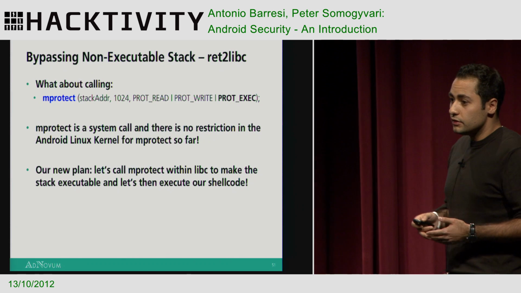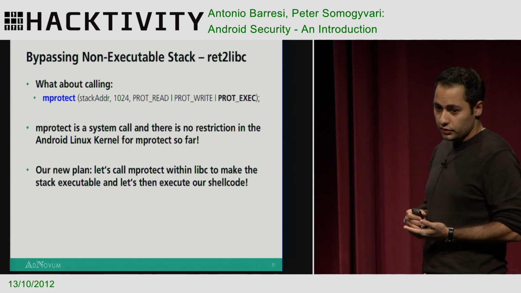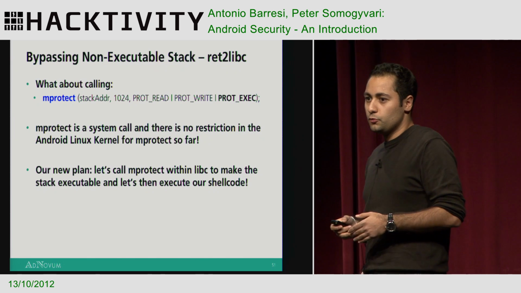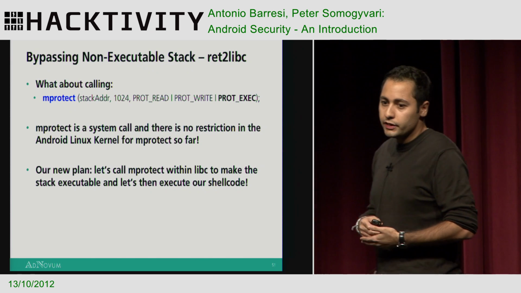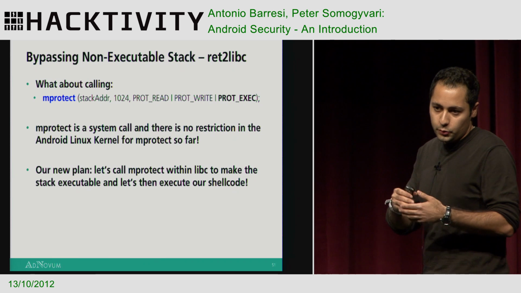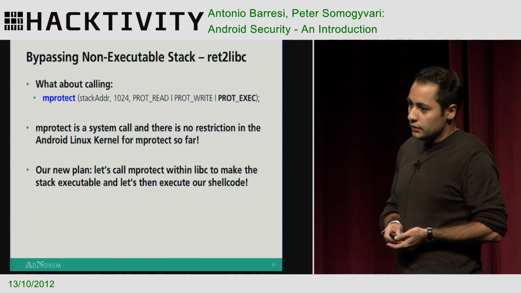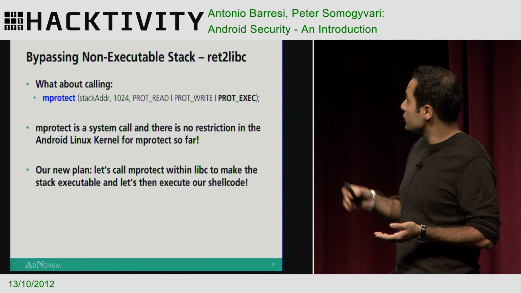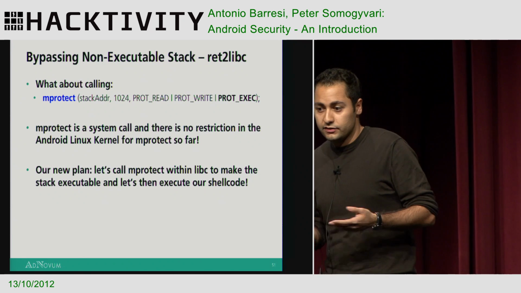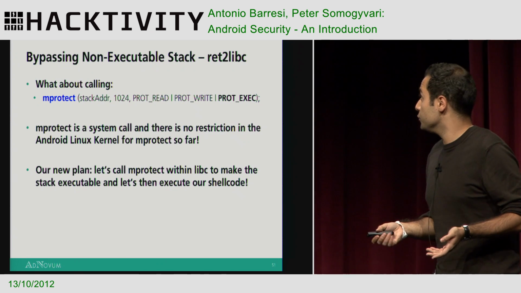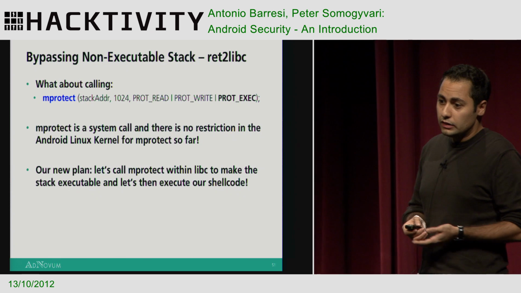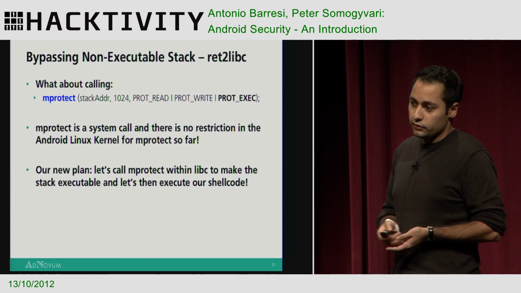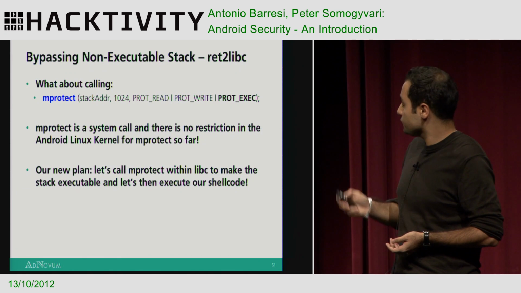So the idea is to use some libc function, and more specifically, we're going to use mprotect. mprotect is a system call, and you can change the privileges or the permissions of the memory mappings. So if you have a memory area that is just read-writable, you can call mprotect and tell it, please make it executable. That's what we are going to do. And it works because it's a Linux kernel and there is no restriction in Android on the mprotect function. So we can just do that.